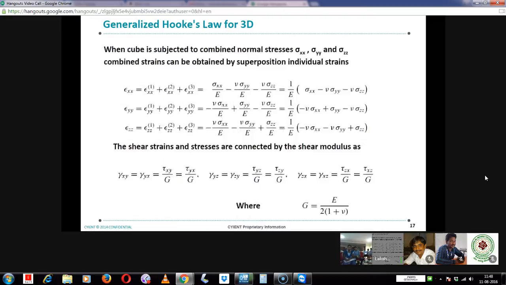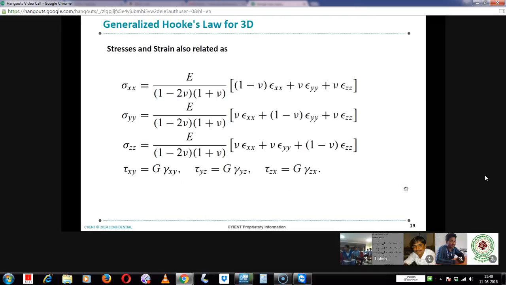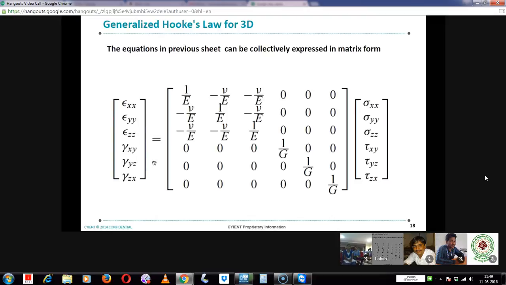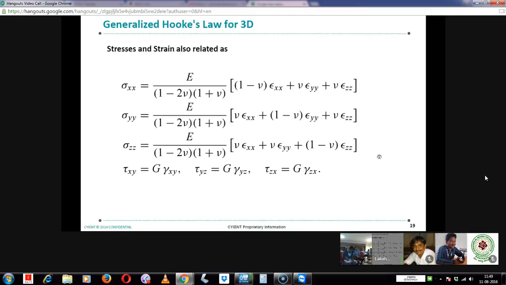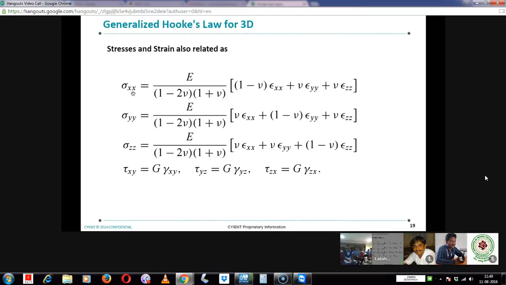So when you try to put everything in matrix form, this is the strain vector, this is the constant matrix, and this is the stress vector. So this is the strain in terms of stresses. Now I want stresses in terms of strain. So when you rearrange these equations, this matrix, we can rewrite it like this: sigma xx, sigma yy, sigma zz in terms of strain in the x, y, and z directions.